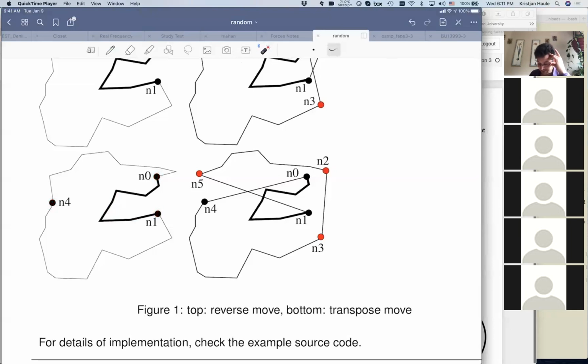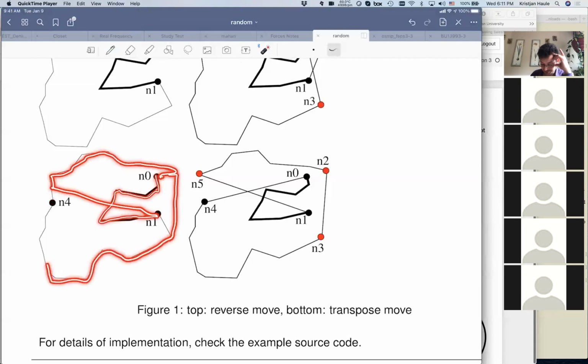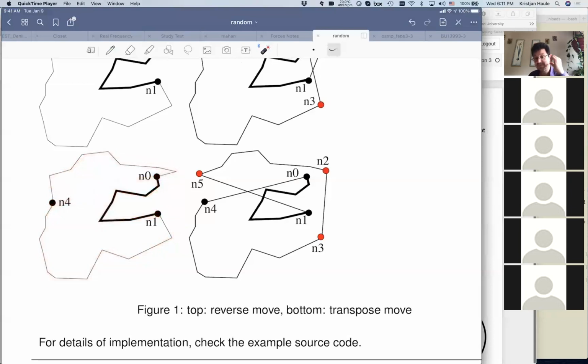In which way? In such a way that once the path from N0 to N1 is done, we're going to jump directly to the city after N4, and then we're going to go through the old path. Then no, we shouldn't go to N0. We should go to N1, and then we go like this, and eventually we get to N4, and then we need to reconnect back to N0.